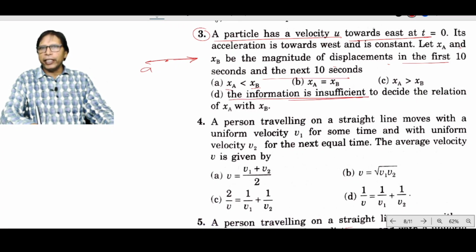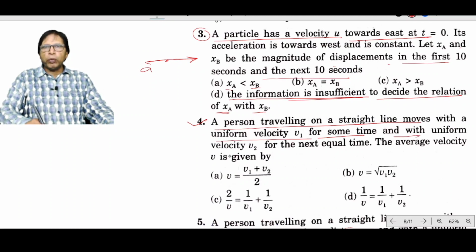The information is insufficient to decide the relation of xa and xb. Now question number 4. A person traveling in a straight line path moves with uniform velocity v1 for some time and with uniform velocity v2 for the next equal time. What is the average velocity? You already know the average velocity in equal time is (v1 plus v2) by 2.